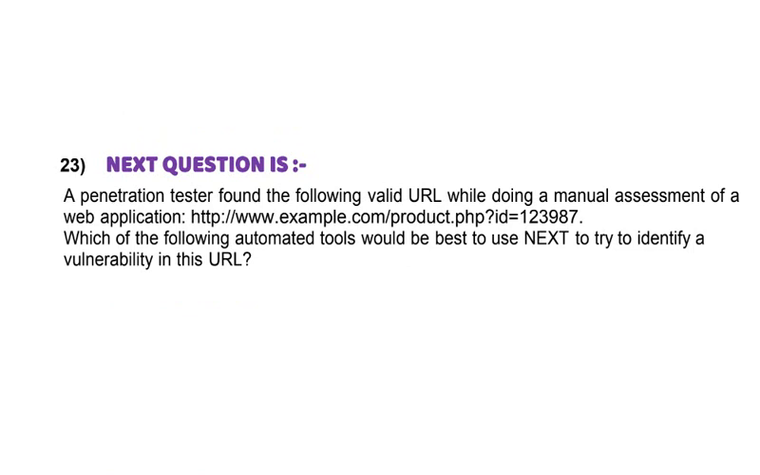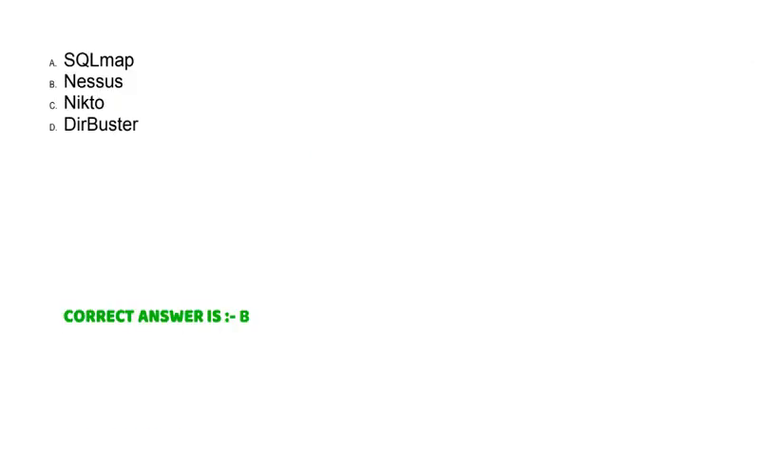Now the question is, a penetration tester found the following valid URL while doing a manual assessment of a web application. Which of the following automated tools would be best to use next to try to identify a vulnerability in this URL? Option A, SQLmap. Option B, Nessus. Option C, Nikto. Option D, DirBuster. Correct answer is option B.